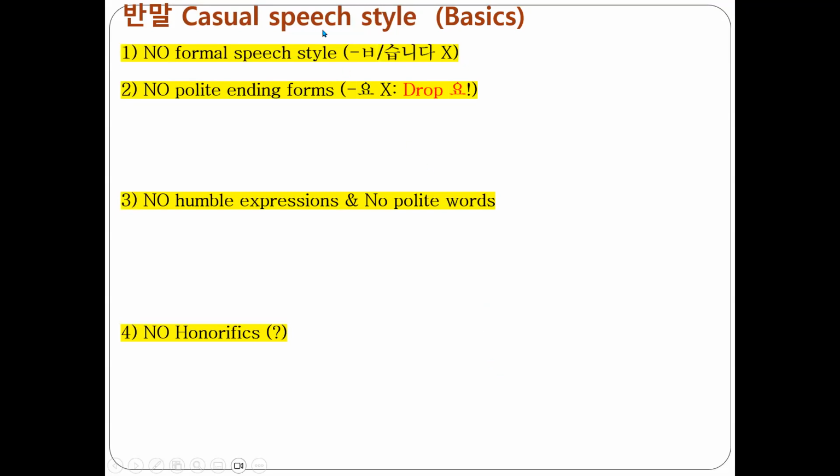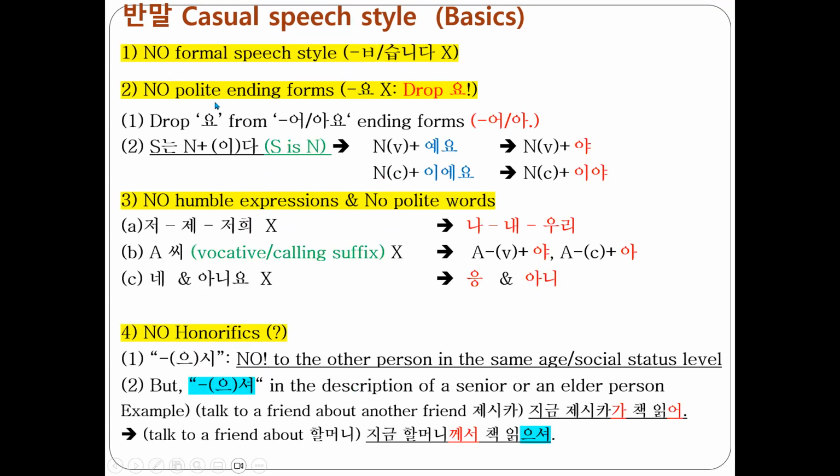This is 반말, so of course there is no 습니다. From the 어요, 아요 form, just drop 요. That is the typical way to make 반말. This is a casual speech style, so no humble expressions or polite words and no honorifics. But this is tricky. For example, dropping 요: 먹어요, 먹어; 가요, 가. Just dropping 요, that is 반말.